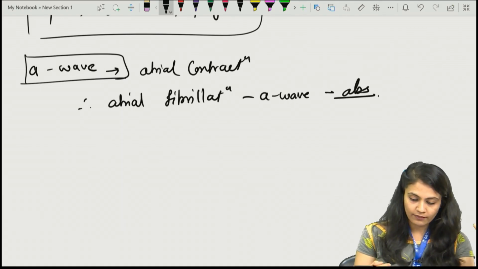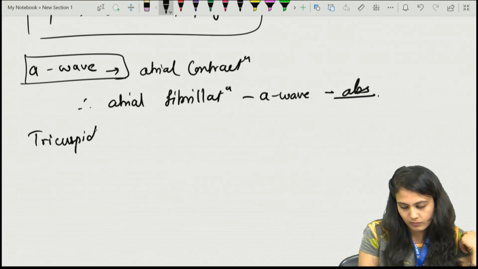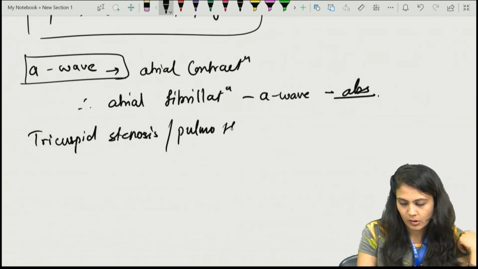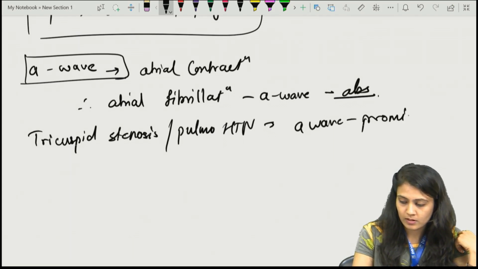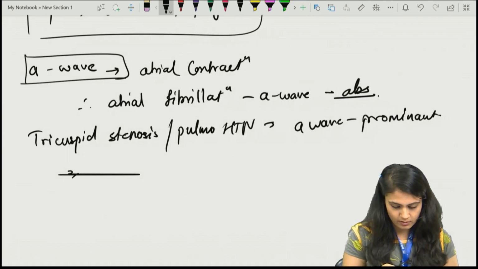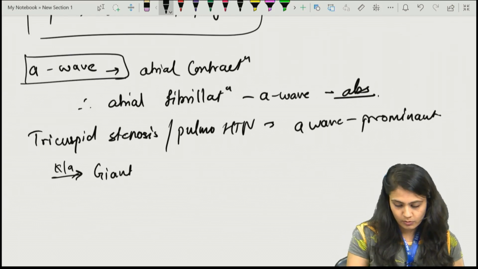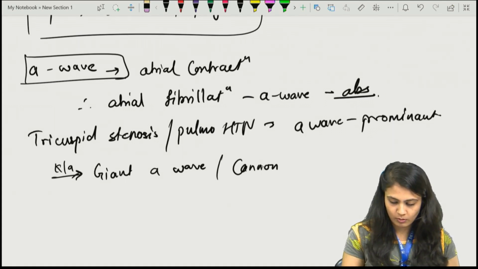What happens if pulmonary hypertension or tricuspid stenosis is there? The A wave will be prominent. It is a very big A wave, which is known as a giant A wave, or it is also known as a cannon wave.